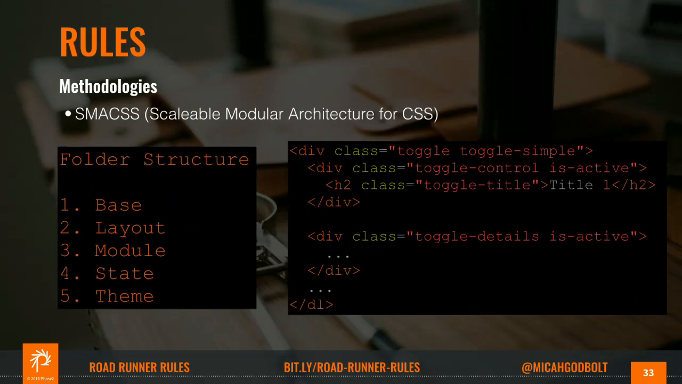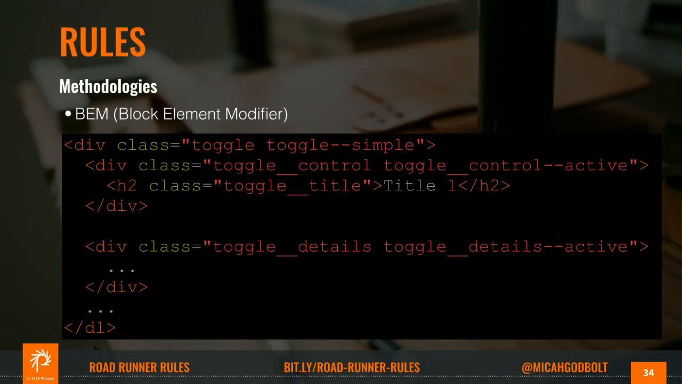Another competing one is called SMACSS, Scalable and Modular Architecture for CSS. That imposes some interesting structures in the file system and explains how CSS cascades down through it. So again, what are you picking? How are you developing this thing? BEM, Block Element Modifier, is an approach for how you're writing your CSS selectors, using typically a flat CSS approach. It can often be combined with the two previous methodologies.